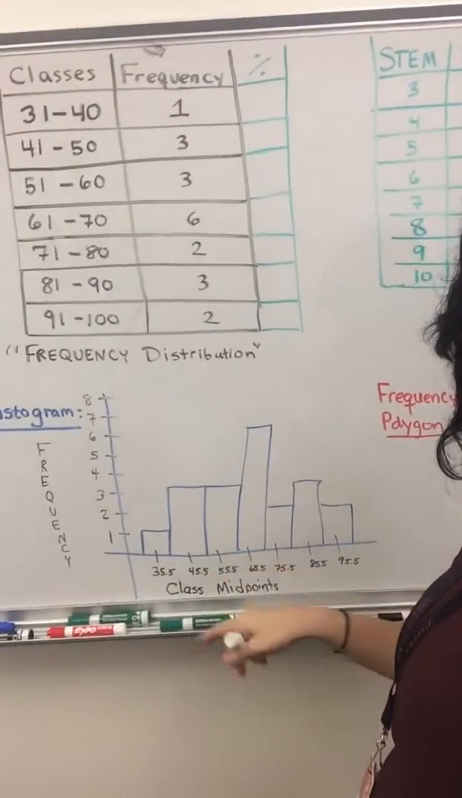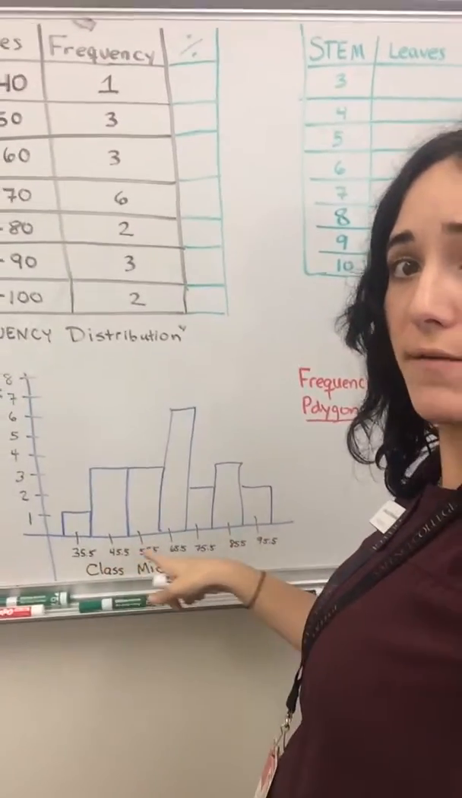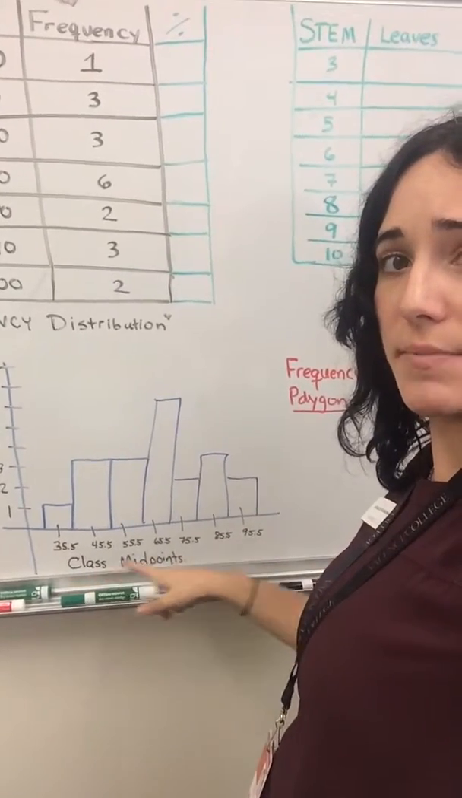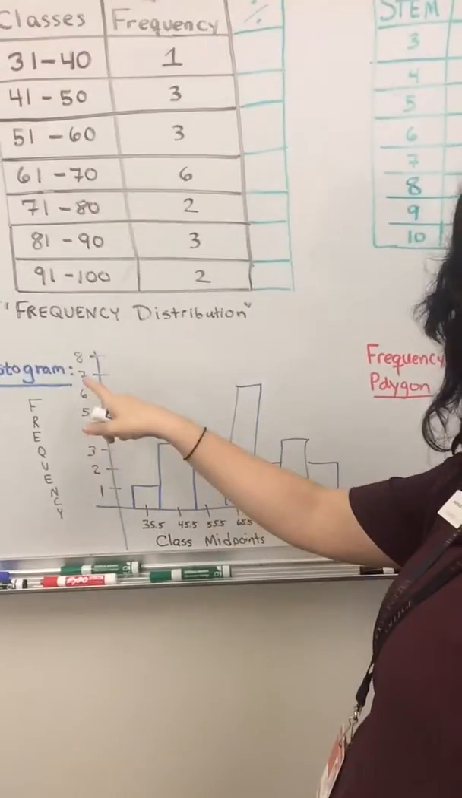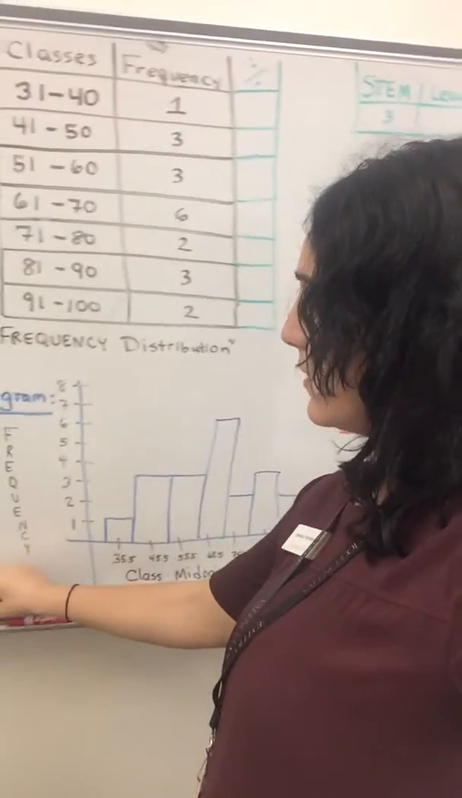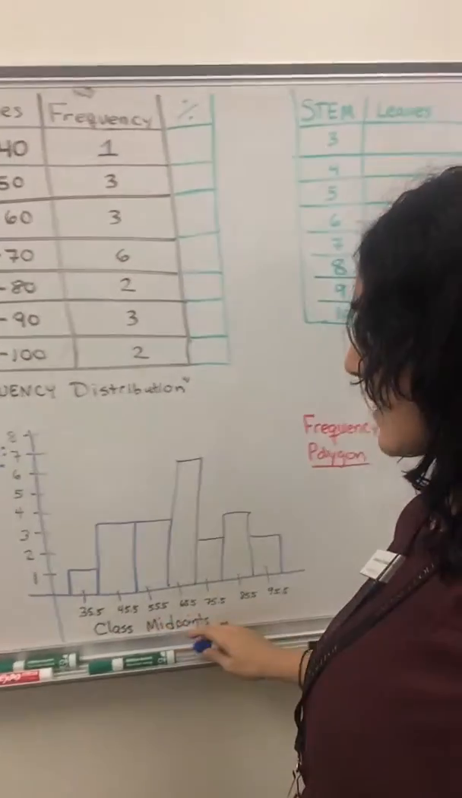So again, a frequency distribution can lead us to a histogram. Bar graphs where all bars touch, the horizontal or the x-axis is made up of class midpoints, and the vertical or the y-axis is your frequencies. Again, you can scale those accordingly to your frequencies. Ours were easy to do by ones, so that's why I chose 1 as my scale.